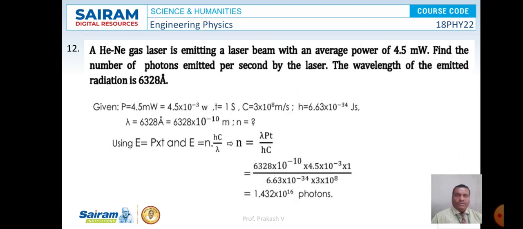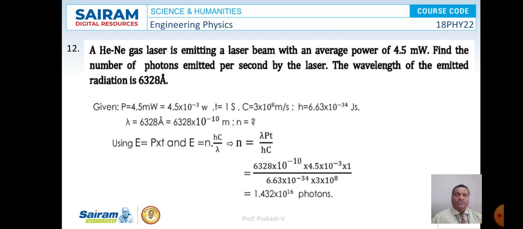The 12th problem: a helium neon gas laser is emitting a laser beam with an average power of 4.5 milliwatts. Find the number of photons emitted per second by the laser. The wavelength of the emitted radiation is 6328 angstrom.